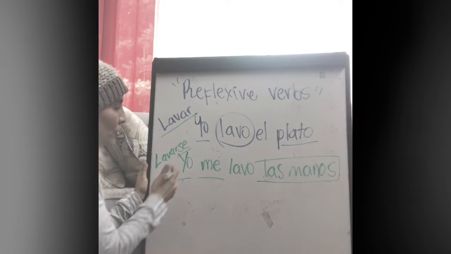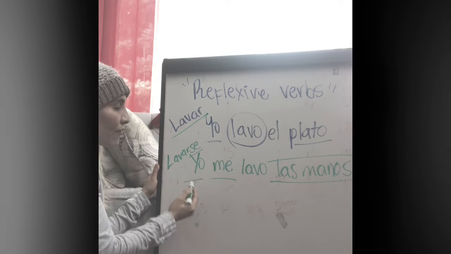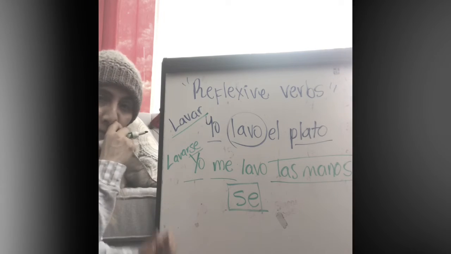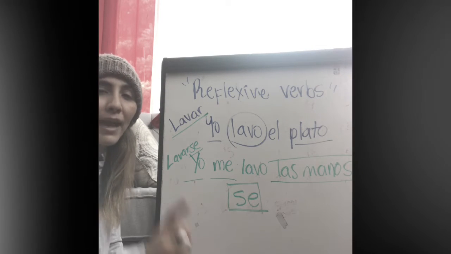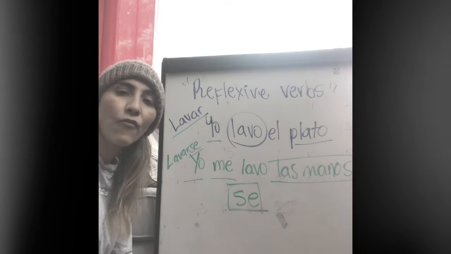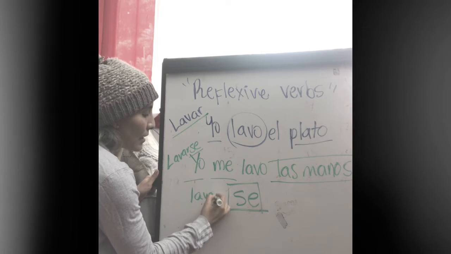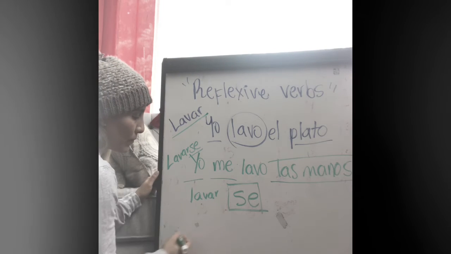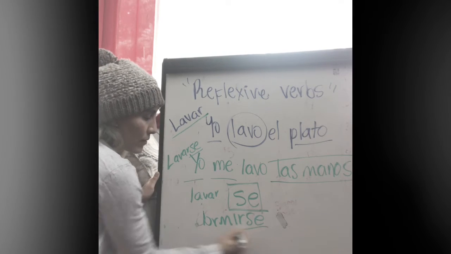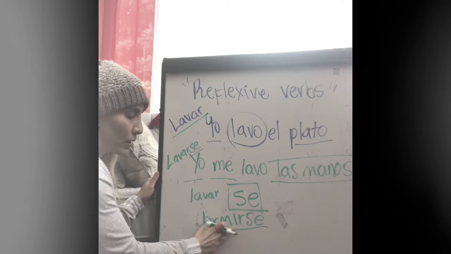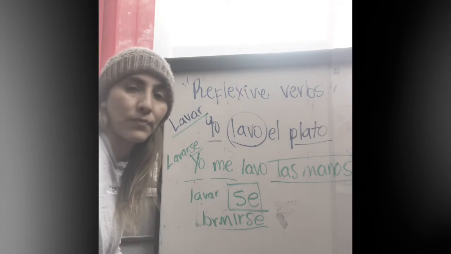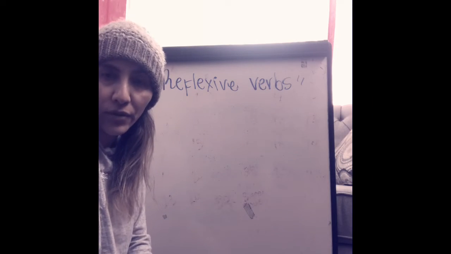Now, do you notice that these reflexive verbs have an ending? Se. So when you see a verb with the ending se, that means it is a reflexive verb. That's how you recognize them. And that's the infinitive form. So, lavarse in one word. Or I can say dormirse, which is dormir, and we also add the se to make it reflexive. Now we know what a reflexive verb is.